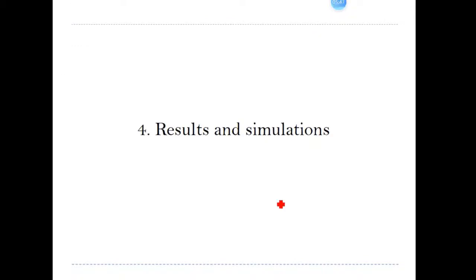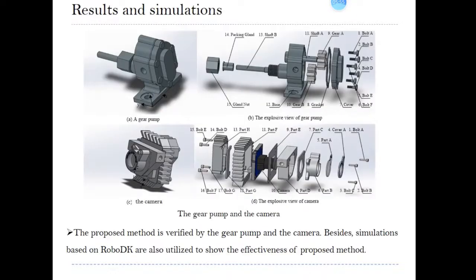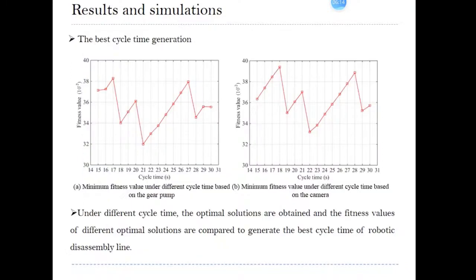And in the first part, we used 2 products to show the effectiveness of the proposed method. The first one is the gear pump, which has 15 components. And the second one is the camera. It has 17 parts. We use these 2 products to show the effectiveness of the proposed method.